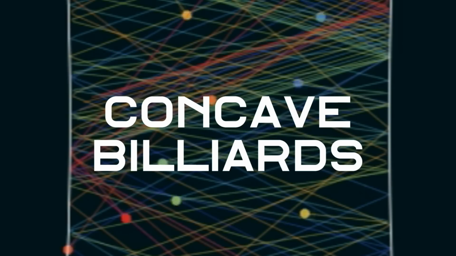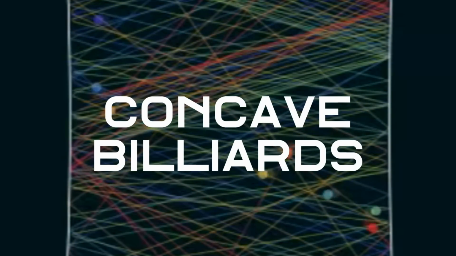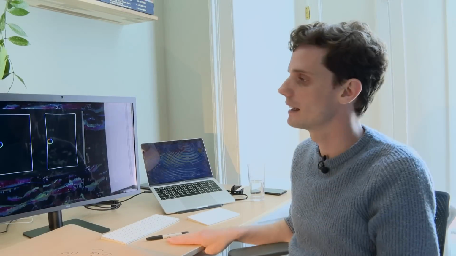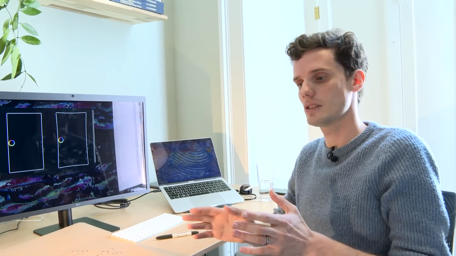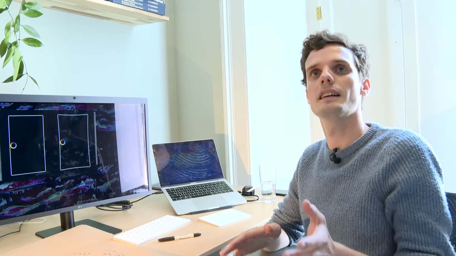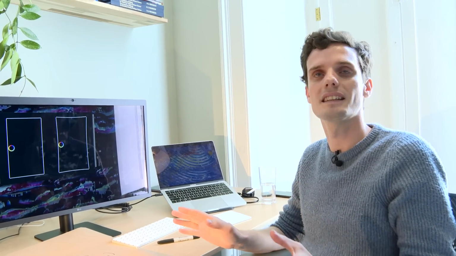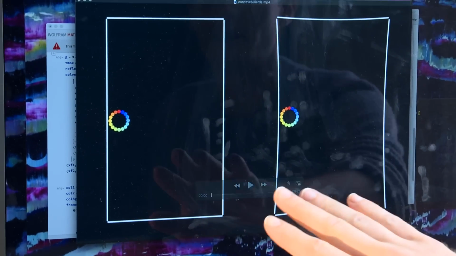This one is another simple yet chaotic system. This one is sort of highlighting the difference between something that isn't chaotic and then just a subtle change that suddenly makes it chaotic. So here we have two pool tables, one with perfectly straight edges and one that has walls that are slightly curved.